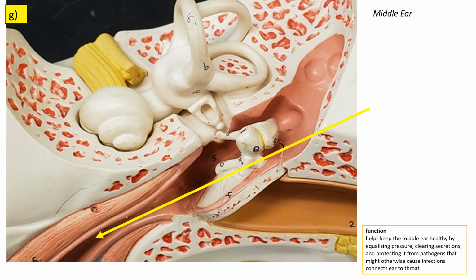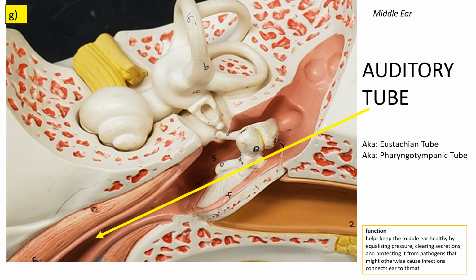Now let's talk about this canal right here that sits behind the tympanic membrane. This is called the auditory tube, also known as the eustachian tube, also known as the pharyngeotympanic tube. I don't care which one you call it. I just put auditory tube in larger letters because I figured you would pick that one because it's easier to spell. It doesn't matter which one you put on the test. So the job here of the auditory tube is, again, to help with pressure.